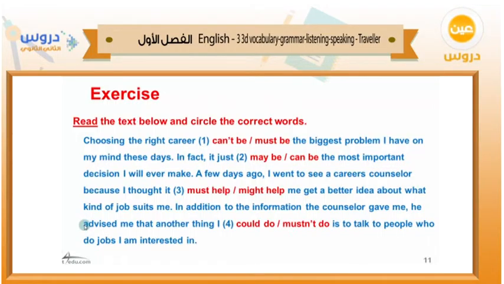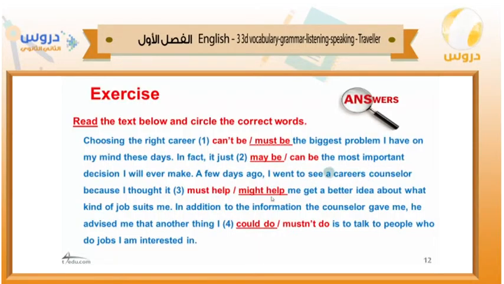So let's see the answers. That's right. So for the first one, to choose your life's career must be the biggest problem, and it's just maybe the most important decision. Okay? And I thought it might help to see a counselor who works with the same career that you want to do. And it might help me get a better idea. And finally, another thing I could do, you can't say I must not do, is to talk to people who have the same interest as my job.